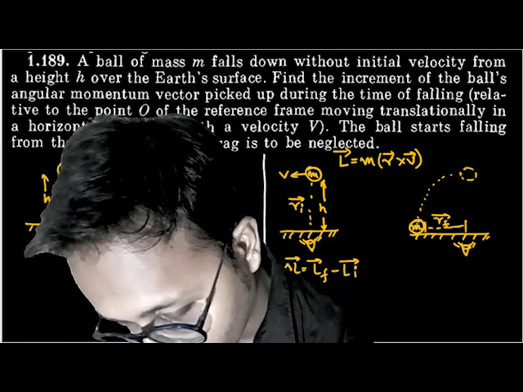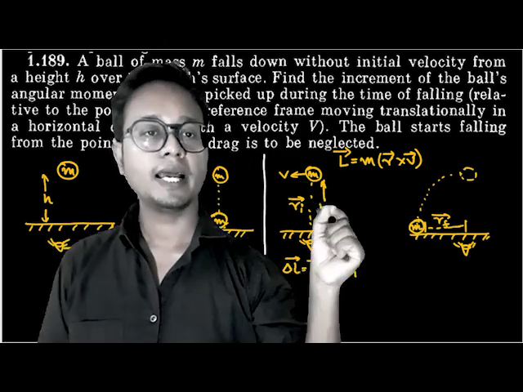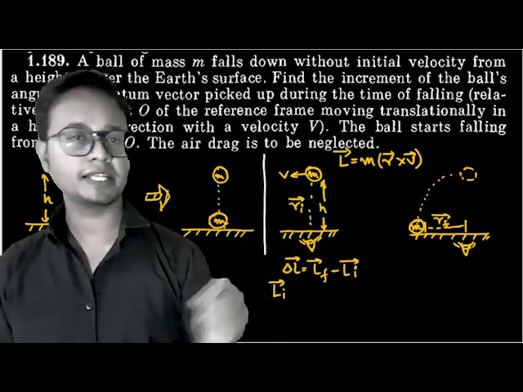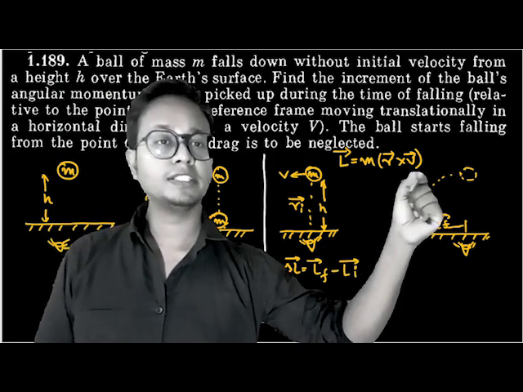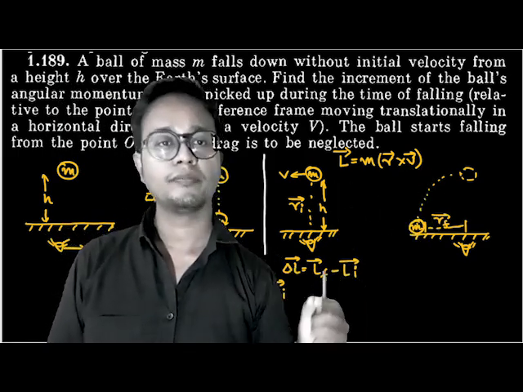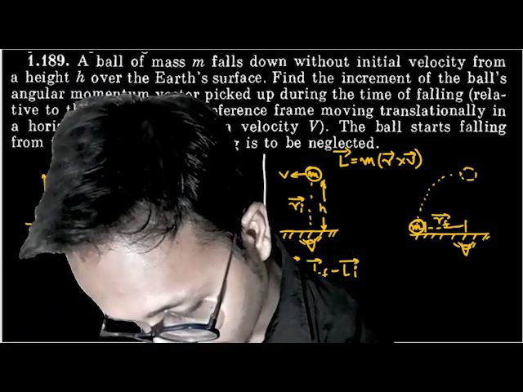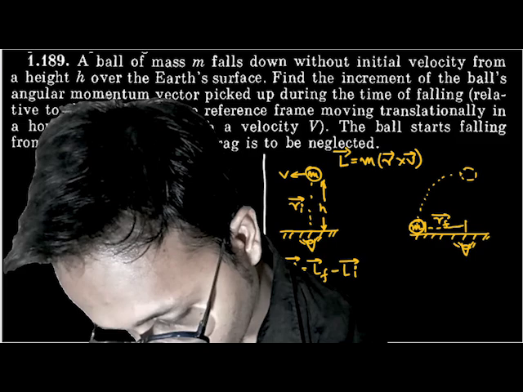Initial angular momentum is nothing but m into r cross v, where r is nothing but height and v is nothing but the initial velocity v in this direction. Okay. r cross v is nothing but magnitude of r into magnitude of v into sine of angle between r and v. What is angle between r and v? 90. So initial angular momentum is nothing but m r into v.